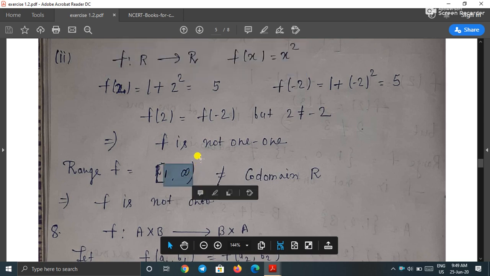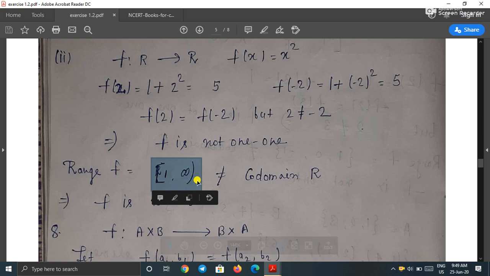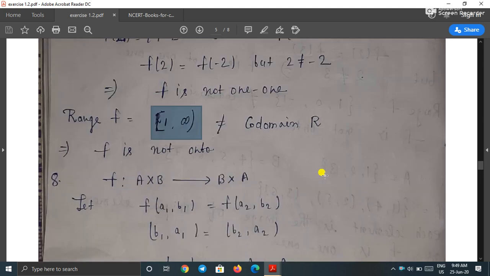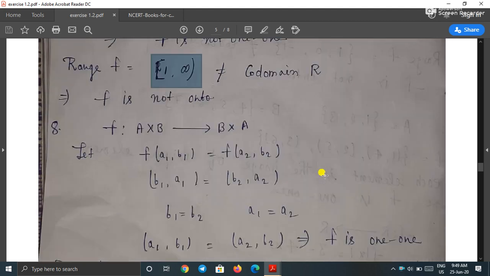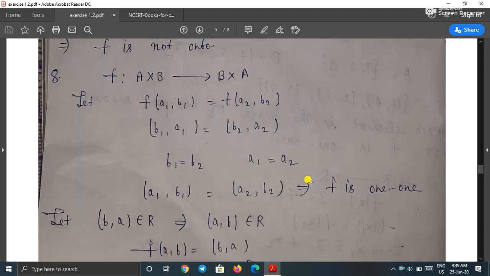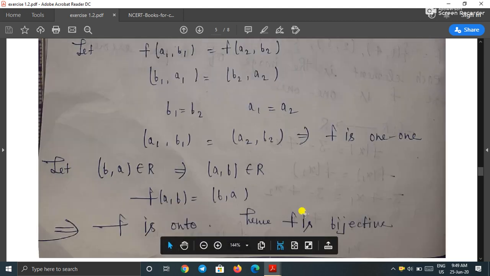So range is an interval, the semi-closed interval from 1 to infinity, and codomain is the real numbers, meaning range is not equal to codomain, right? So the function f is not onto. The eighth question is a very simple question, so you can understand it yourself.